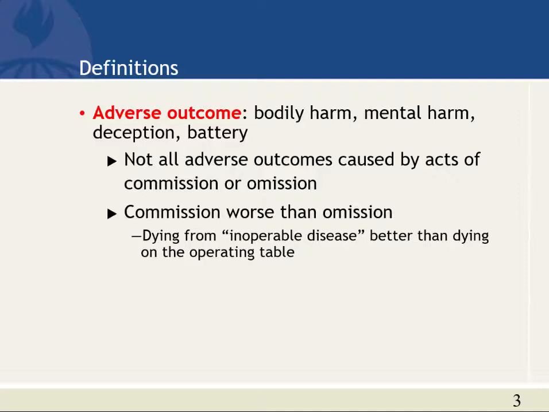Not all adverse outcomes in healthcare are caused by intention. They're not caused by acts of intentional decisions to commit an act or decisions to omit an act. However, when adverse outcomes do occur, the system seems to react worse to acts of commission, where there was an intention to do something, and less likely to react to an omitted act. So, for instance, if one dies from a surgeon's decision not to operate, there's less likely to be malpractice than when there's a decision to go in and operate on an inoperable patient.